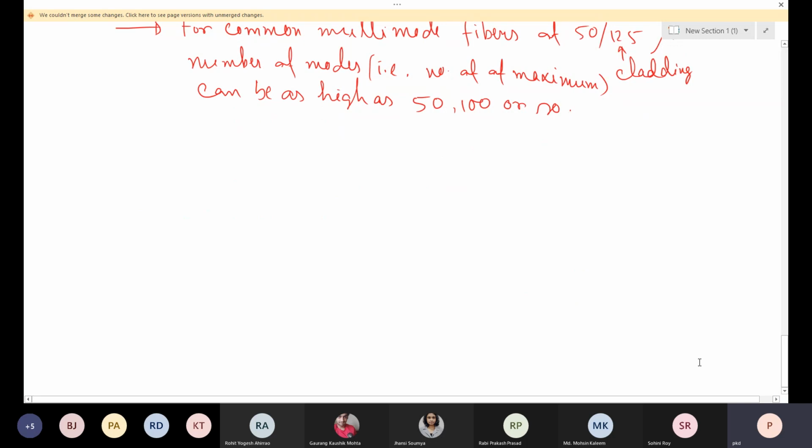So therefore, where we want gross information, for such applications we can use multimode fibers, but for precise information derivation we have to use single mode fiber. So with that small introduction, we can start discussion on some of the applications of optical fiber.